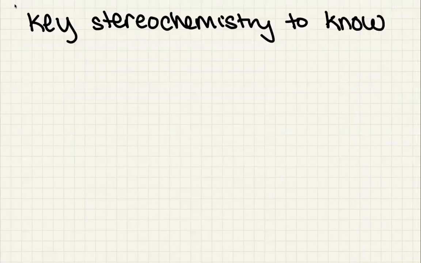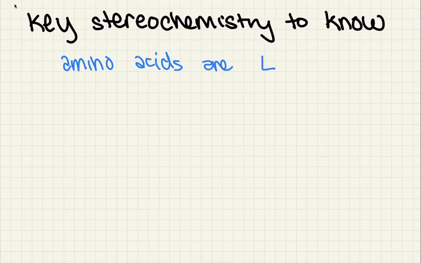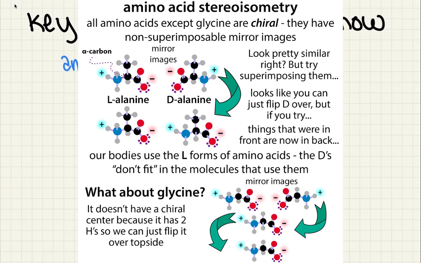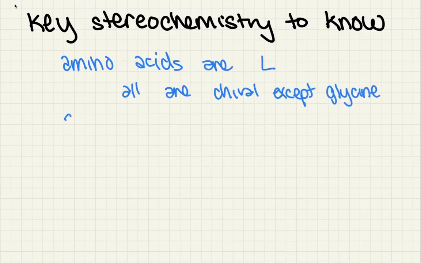But what I do want you to know in terms of stereochemistry is that amino acids are L. And so you would have like L-alanine or L-threonine, and all of the amino acids are chiral except for glycine. And then our sugars are D sugars. So you would have like D-glucose and this sort of thing.